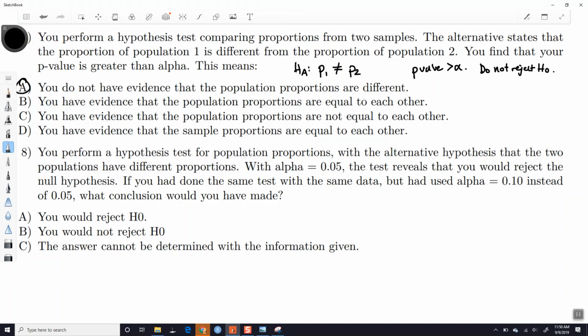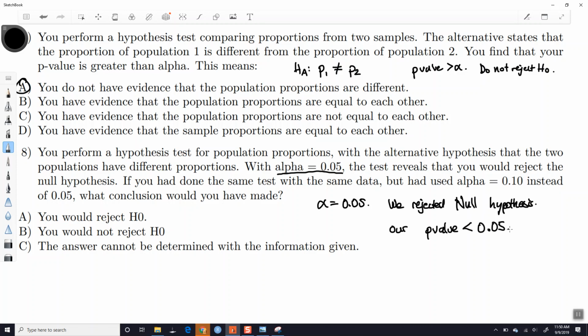Okay, and then with number 8, it says you perform a hypothesis test with population proportions with the alternative that they're different. Alpha is 0.05. The test reveals that you would reject the null hypothesis, okay? So here, we have alpha equal to 0.05, and we rejected the null hypothesis. So that means our p-value, whatever it is, is less than alpha. It's less than 0.05, okay? We do not know the exact value, but we know it's less than 0.05.